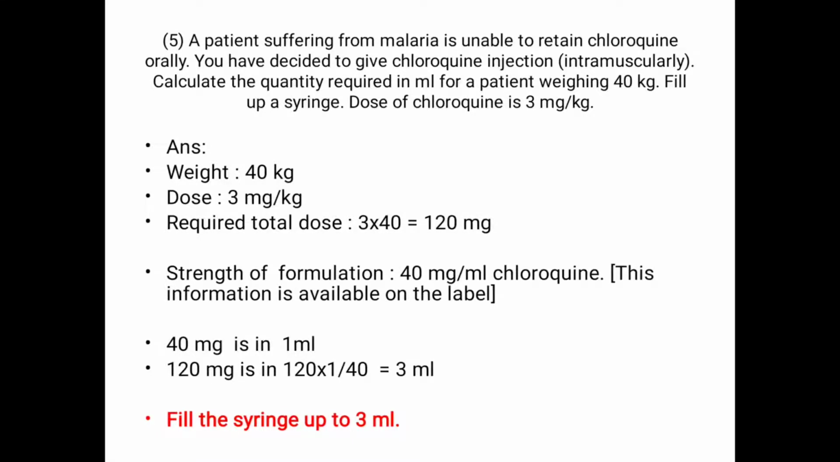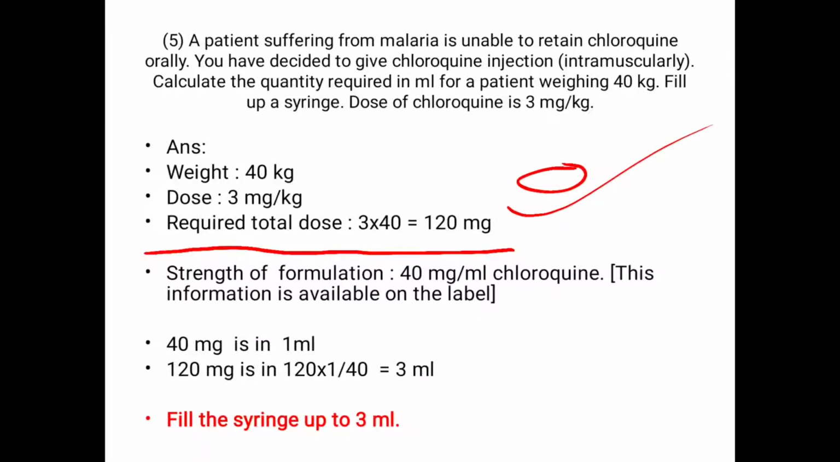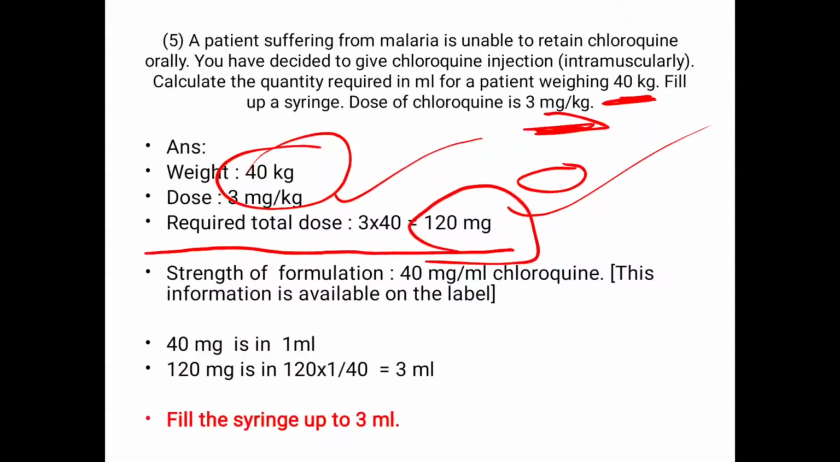As we know, our first priority is to calculate the required dose. So we will calculate the required total dose, which is weight into dose. In this, the dose of chloroquine given is 3 mg per kg. We take this and the weight of the patient, which is 40 kg, given in the question. So we get 120 mg, which is our required dose.